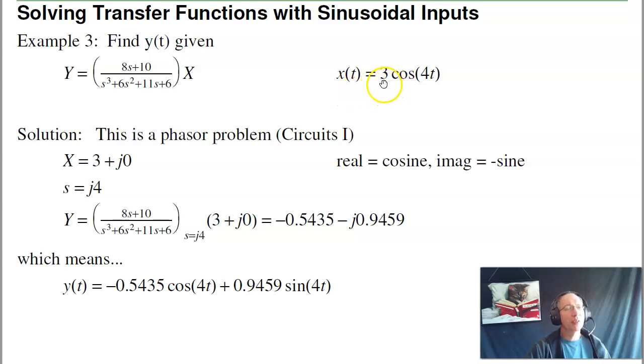So what I do with phasors is take the input, represent it in phasor form. The real part is cosine, minus j is sine. The frequency, everything's e to the st, e to the j4t is a cosine, so s is j4. So here's the gain everywhere. All I care about is what's the gain at s equals j4 times the input gives you a complex number. And what that number means is the real part is cosine, minus j is sine. So here, this is really just an algebra problem using complex numbers.